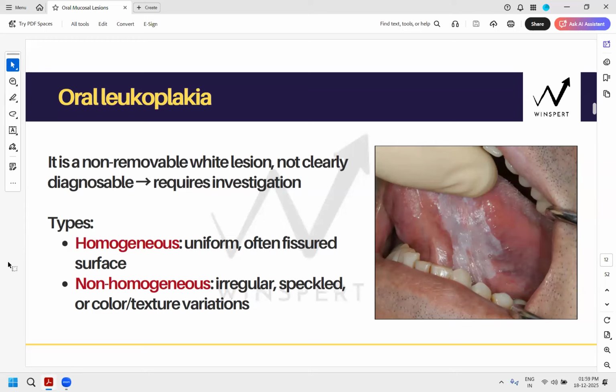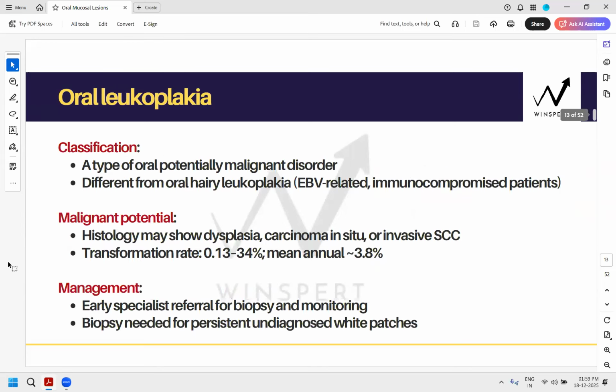So it is an oral potentially malignant lesion. Absolutely correct.